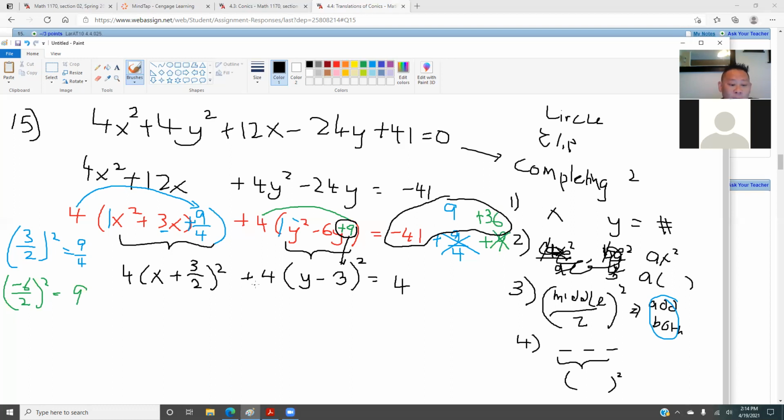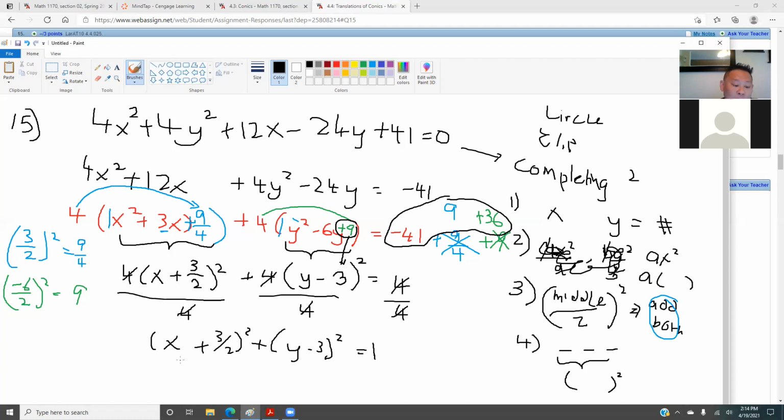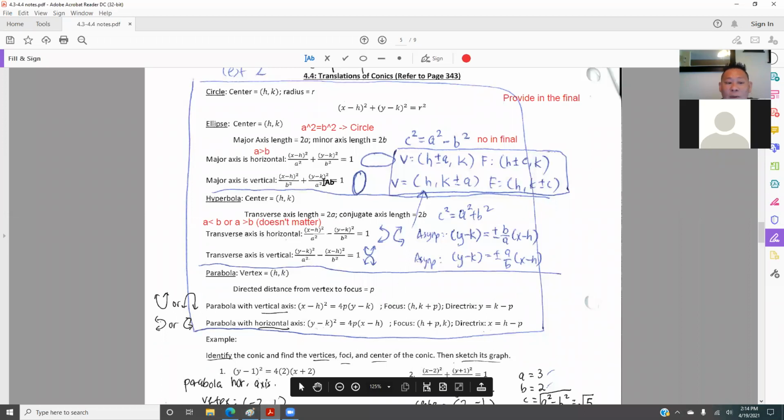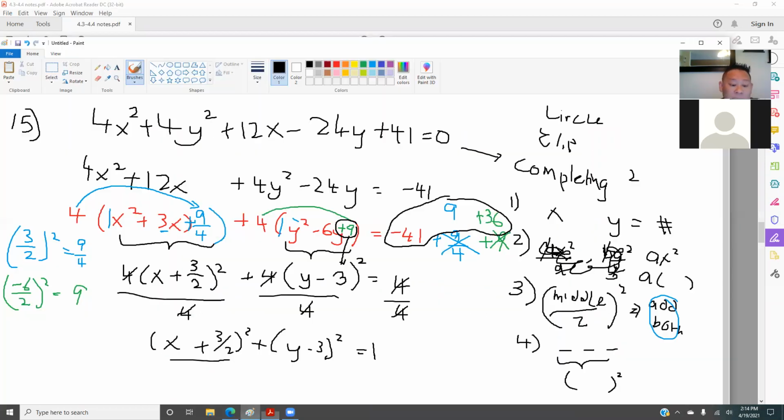Usually, because they all have 4, 4, 4, you can actually divide everything here by 4. So this all cancels out. So what you get here is just (x plus 3/2) squared plus (y minus 3) squared equals 1. Now, since there is no number here, because if you have a number underneath them, there will be ellipses. But since there is no number underneath here, this is actually a circle.